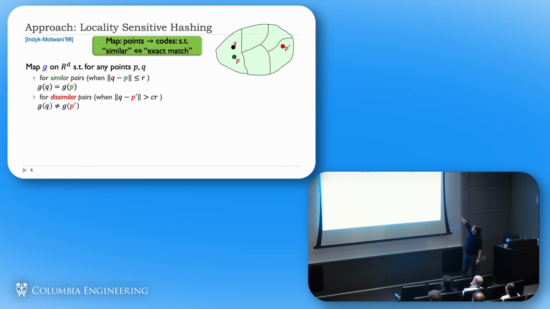And for pairs that are dissimilar, let's say that this query and this point P prime are far away, their distance is bigger than this bigger radius, I want their codes to be different. So if we can do this, then it's easy to solve the nearest neighbor search. It becomes what is called the dictionary problem, or basically just building an index. For every code, you store all the points that are there, and for a query, you just compute its code and retrieve all the points with exactly the same code. This is a kind of standard thing to do.